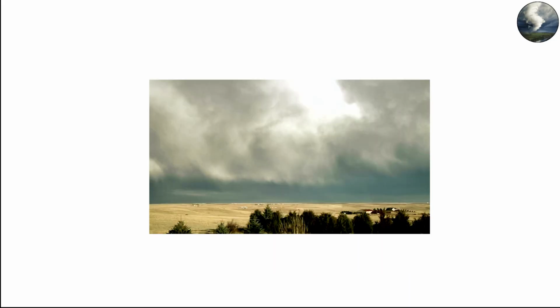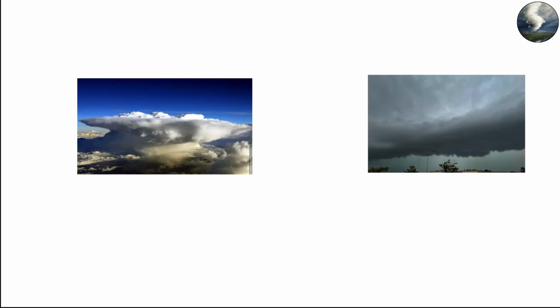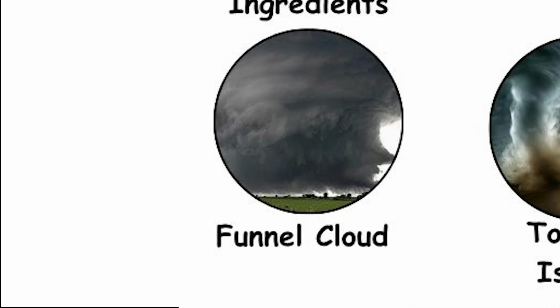This process is similar to an ice skater pulling in their arms to spin faster. The tightening rotation near the surface increases the chances that a tornado will form. The interaction between the updraft, the mesocyclone, and the rear flank downdraft is one of the final steps in creating a tornado.